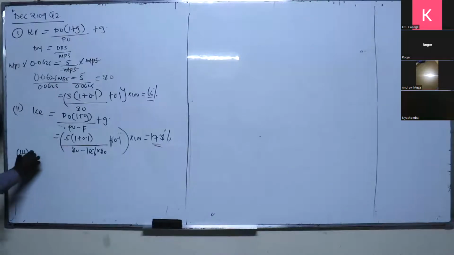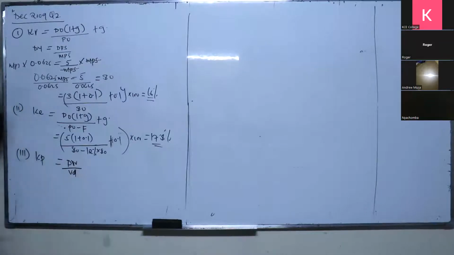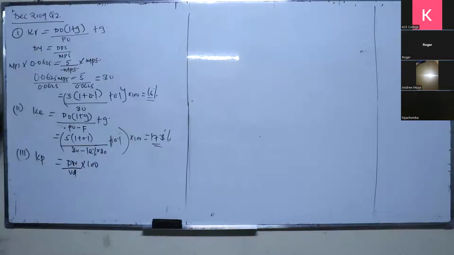Number 3, we have the cost of preference shares, KP, which is dividend over VD. Do you have flotation cost here? Times 100. So we determine the cost of preference shares. The preference shares we have been told: additional 8% preference shares can be issued at the current market price of 80.